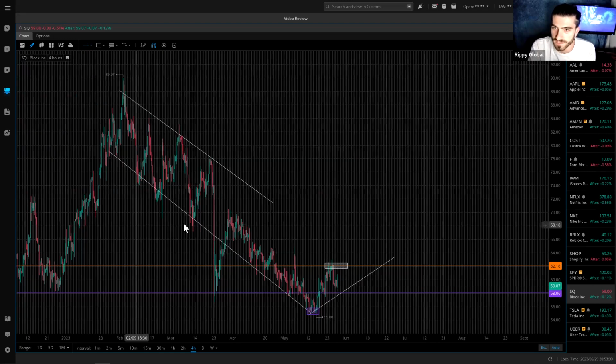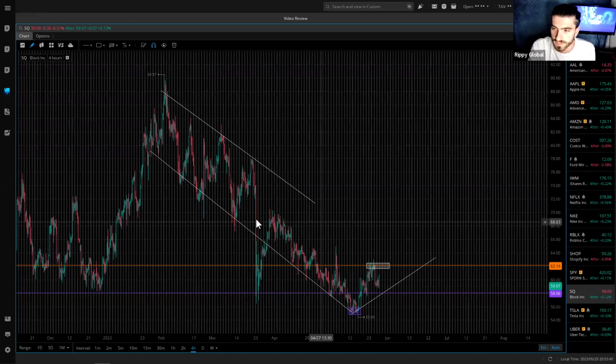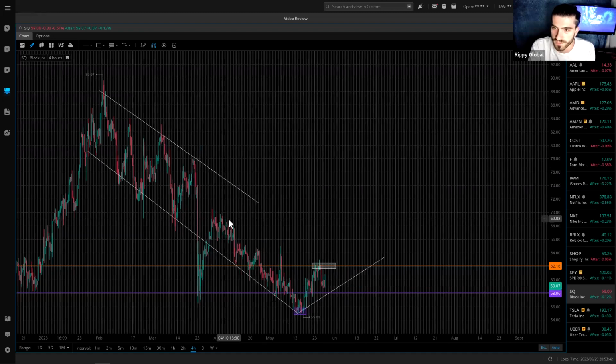I know I keep saying this, but Square has been in a bearish trend since basically February of this year. Nothing but lower highs and lower lows. You want to see a reversal. You want to see a bearish flip to a bullish trend on the upside. That's what you want to see with these kinds of setups.